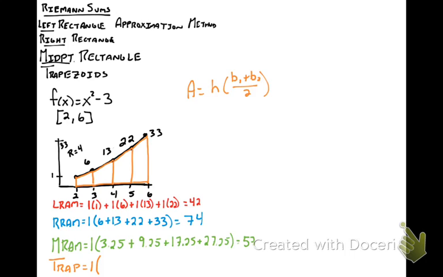So in the first case, it'll be 1 plus 6 over 2. In the second case, it'll be 6 plus 13 over 2. In the next case, it'll be 13 plus 22 over 2. And in the final case, it'll be 22 plus 33 over 2. And when I calculate this approximation, I end up with 58 units for my approximation of the area.